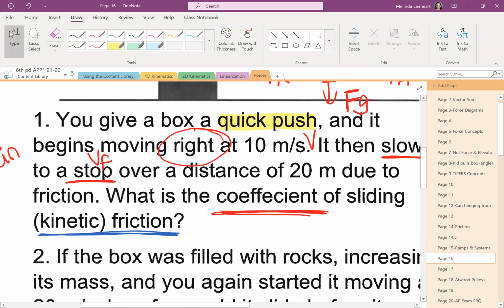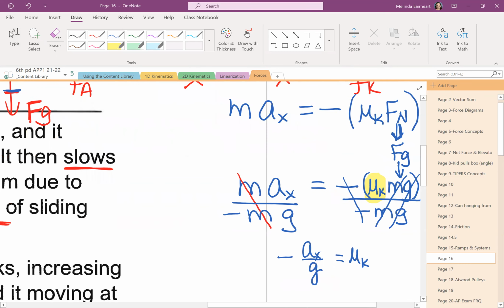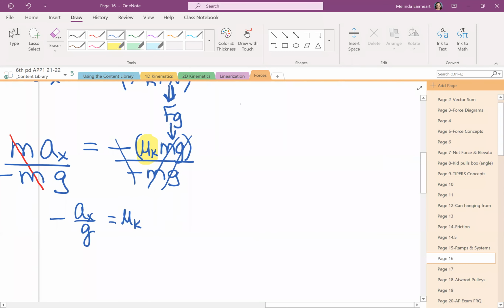They didn't give it to us, but they gave us some kinematic terms, right? So initial velocity is 10, then final velocity is 0. And we know it happens over a distance of 20. Now don't do anything crazy like, oh, 20 over 10 is 2, or 10 over 20 is 0.5. Use a kinematics equation, right? And so let's use kinematics.